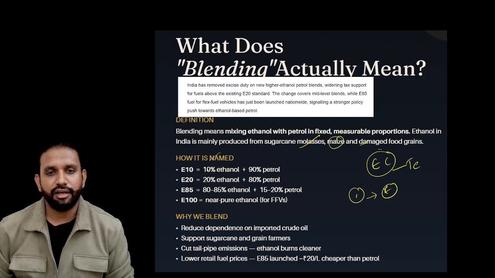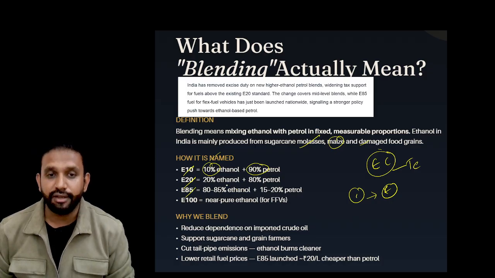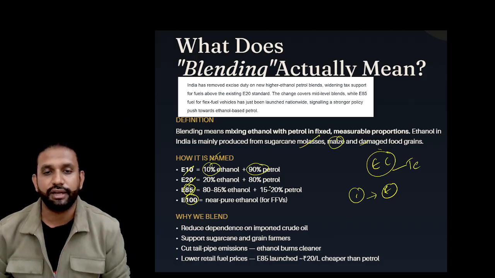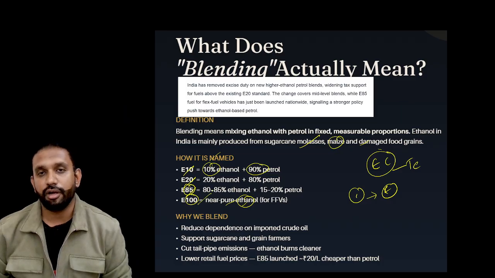How it is named: 10% ethanol plus 90% petrol means E10, then E20, and so on. Whatever percentage of ethanol you are blending will be written. E100 means completely the pump will be having 100% near pure ethanol. 100% it will be ethanol only.